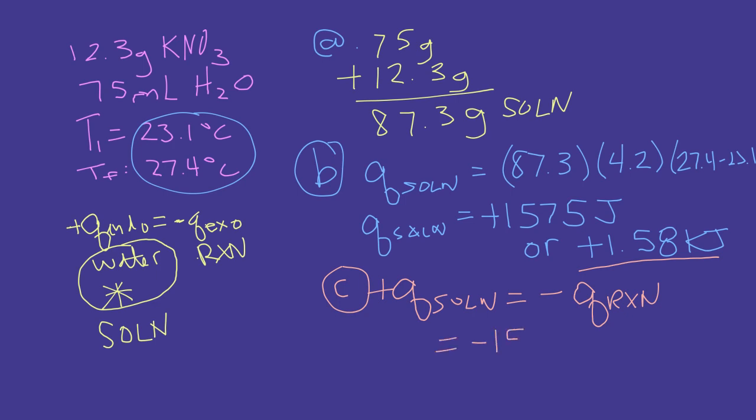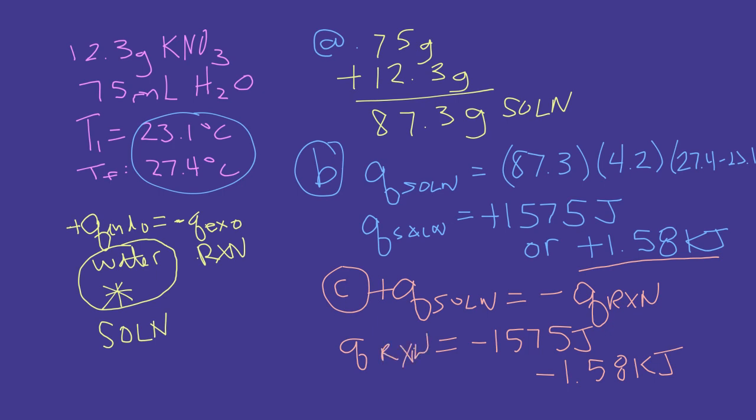This becomes negative 1,575 in joules, or if they want it in kilojoules, you can write the value as negative 1.58. And just read the problem because they often tell you which units to report it in. But just remember, when you put something into Q, if you're using that equation, you get out joules because the specific heat is in joules per gram degree Celsius. Okay, so now we have a Q value for our reaction. This is Q for the reaction.